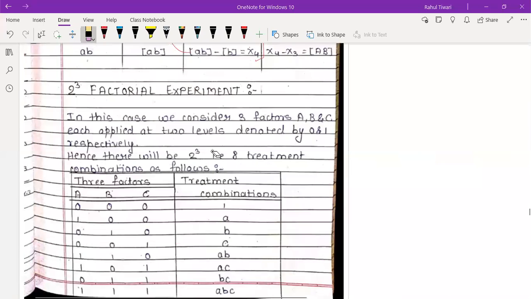Similar concepts we have to use for 2 raised to 3 factorial experiments. Once you understood 2 raised to 2, it is very simple to give the explanation for 2 raised to 3. As I said, 2 raised to 3 means I have 2 levels with 3 factors. So this is my levels and this is my factors.